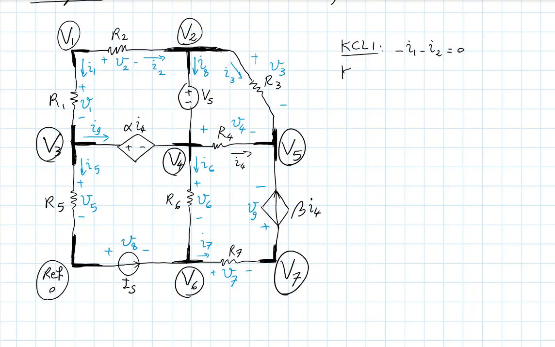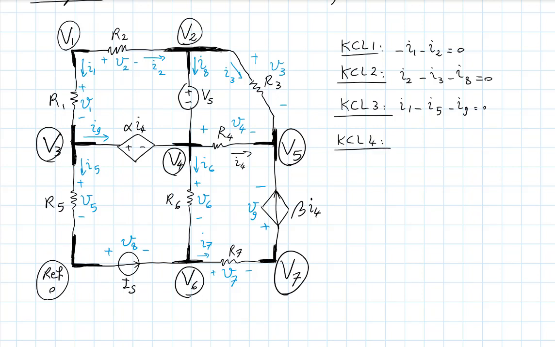So KCL2 then is I2 minus I3 minus I8 equals 0. KCL3 is I1 minus I5 minus I9 equals 0. KCL4, I have I9 plus I8 minus I4 minus I6 equals 0.